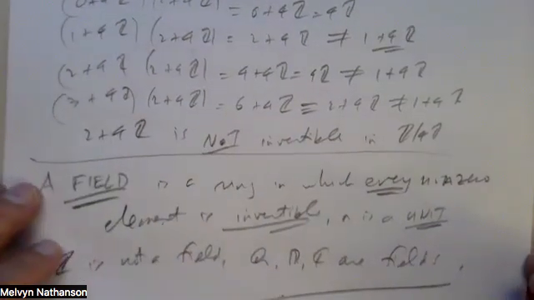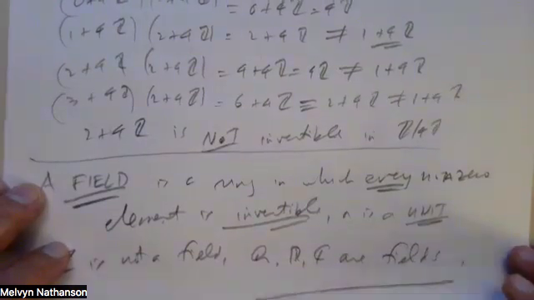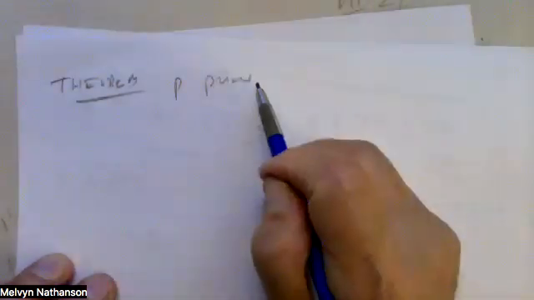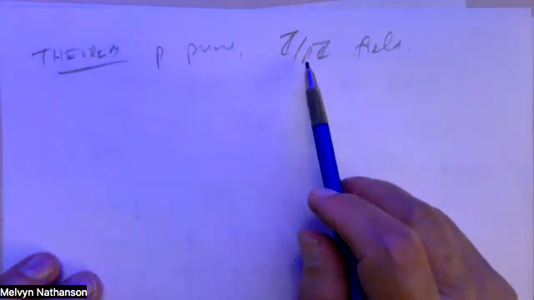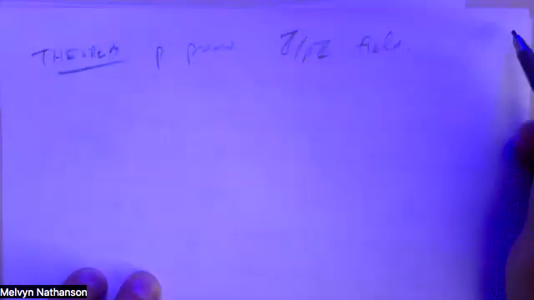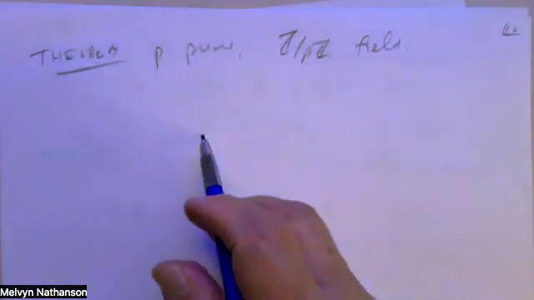Okay, that's the definition of a field. And the integers mod 4 do not form a field. But this is a very important theorem. If P is a prime number, the integers mod P do form a field. Right? So this is the same as saying if you're looking at congruence classes mod P, you can not only add, subtract, and multiply, you can also divide.